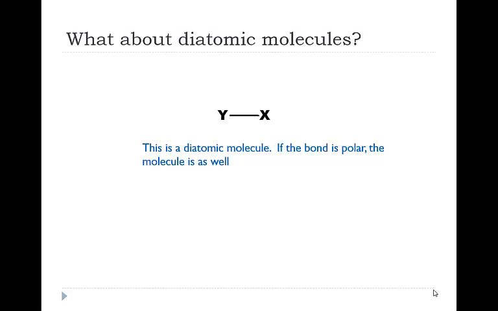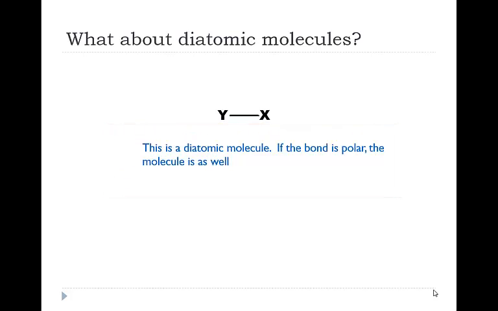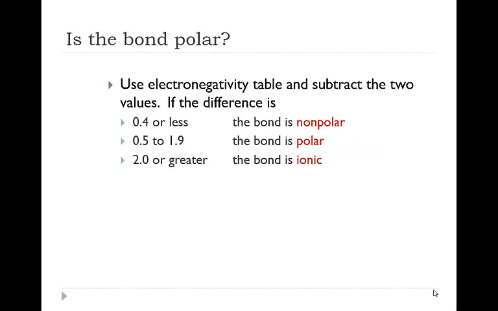What about diatomic molecules? This is a diatomic molecule. If the bond is polar, the molecule is polar. How do you know if the bond is polar? You look at the difference in electronegativity between Y and X. So, you use the electronegativity table and you subtract the 2 values. If the difference is 0.4 or less, the bond is nonpolar. If it's between 0.5 and 1.9, it's polar, and if it's 2.0 or greater, then the bond is considered ionic.